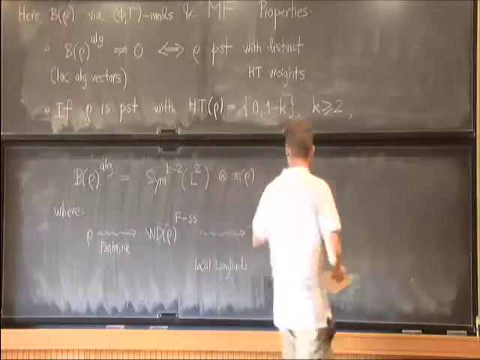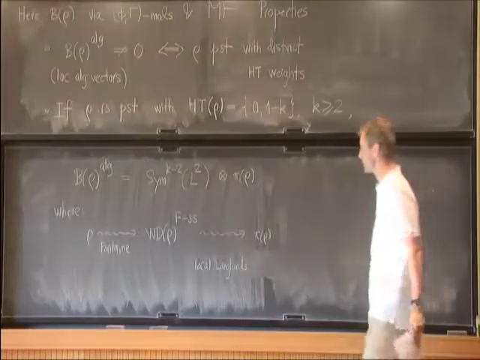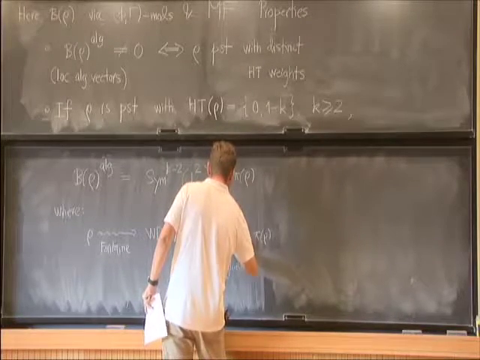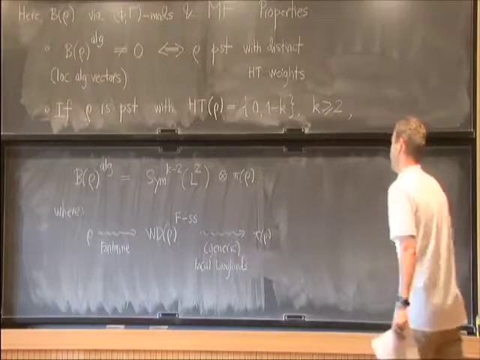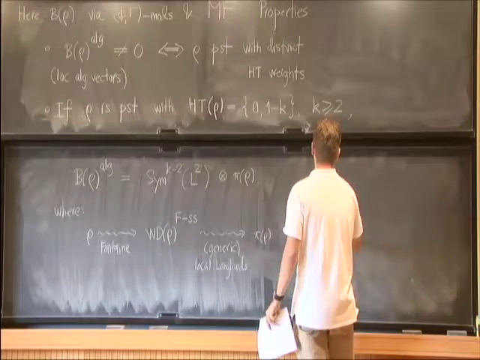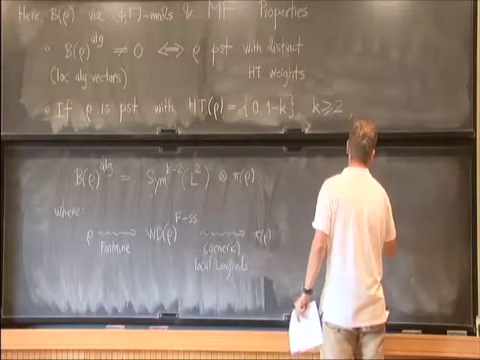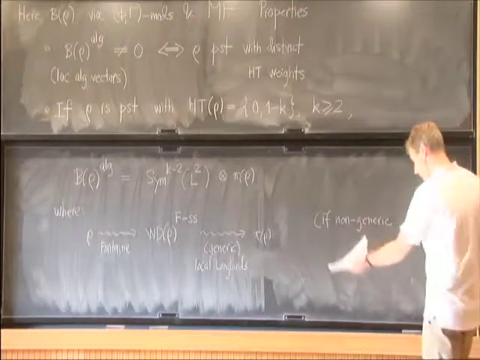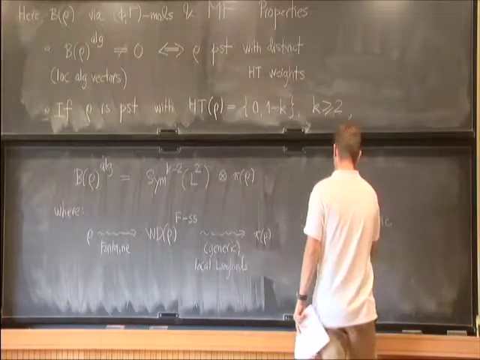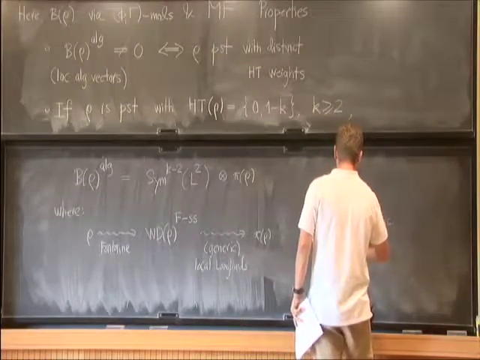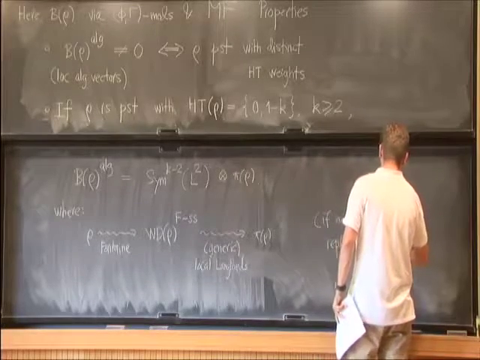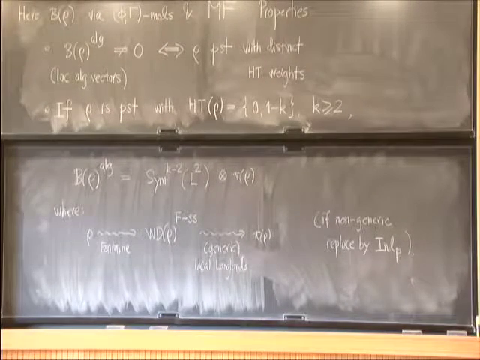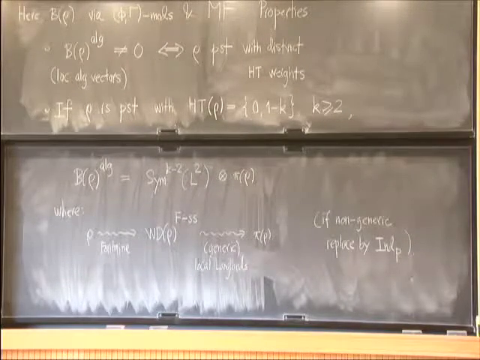Except when pi of rho is non-generic, you have to replace it by some parabolic induction. So this is really what's called generic local Langlands. So as I said, if it's non-generic, you have to write it as a quotient of some parabolic induction and then replace it with that parabolic induction. Generic local Langlands correspondence.